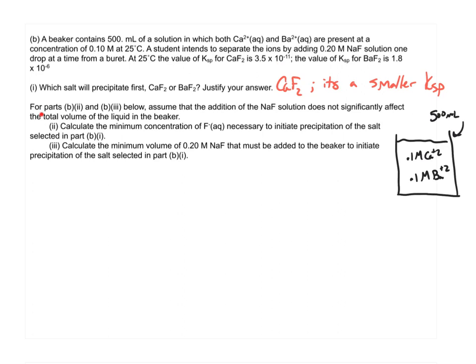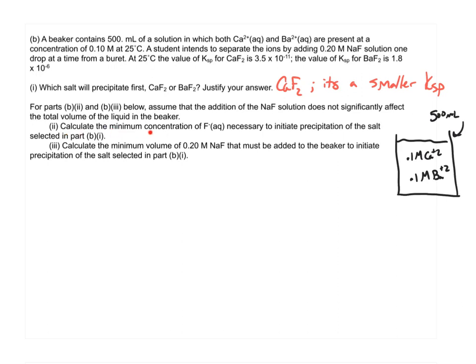Now it says for part B2 and part B3, assume the addition of the NaF solution does not significantly affect the total volume of the liquid in the beaker. Again, by making that assumption, the 500 milliliter total volume of the beaker is going to remain 500 throughout the duration of this titration. So we don't need to worry about the volume of the NaF being added contributing to the total volume. So let's read through part 2.